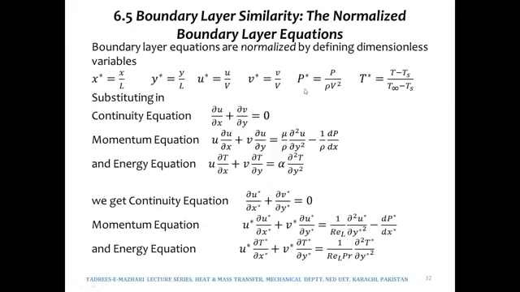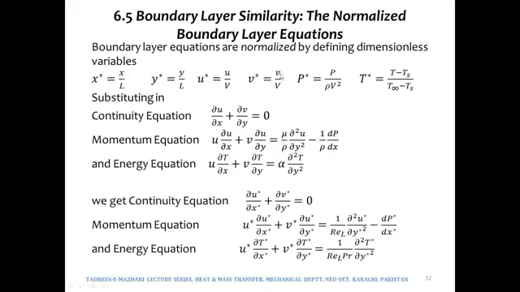Now moving onwards, we are going to start the topic of boundary layer similarity, the normalized boundary layer equations. So over here it says that the boundary layer equations are normalized by defining some dimensionless variables. We define x star as the ratio of x to the total length. Similarly, we define y star as y over L. We define u star as u over the free stream velocity. We may write it as V or u infinity. And v star as v upon capital V.